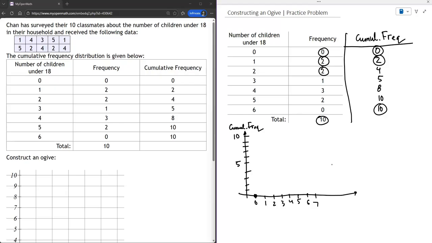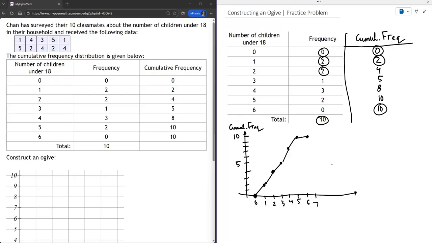In this case it is 0, but it could have been something else, and then we just mark cumulative frequencies as we advance from one observation to another, from left to right. So the cumulative observation of 1 is 2, the cumulative observation of 2 is 4, the cumulative observation of 3 is 5, of 4 is 8, of 5 is 10, and of 6 is also 10. And just like frequency polygon, we simply have to connect the dots, and that's what we call ogive.